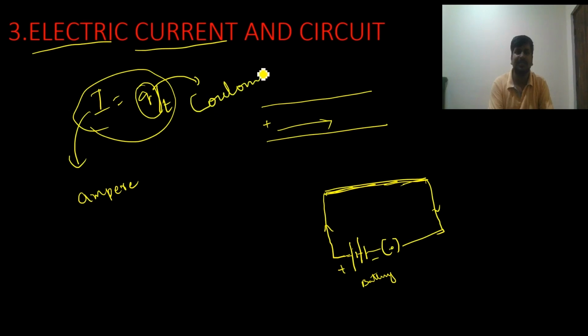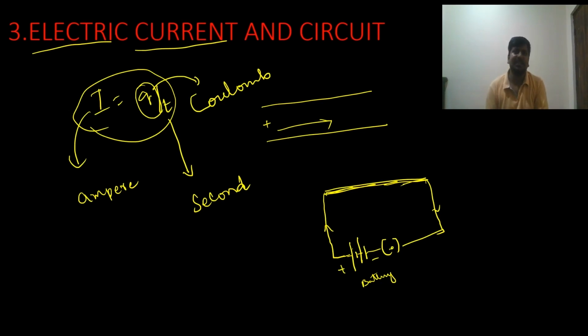The SI unit of time is second. So current is nothing but charge per unit time, the rate of flow of charge. The rate of flow of charge is known as electric current, I equals Q by T.